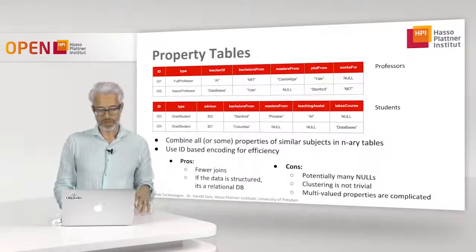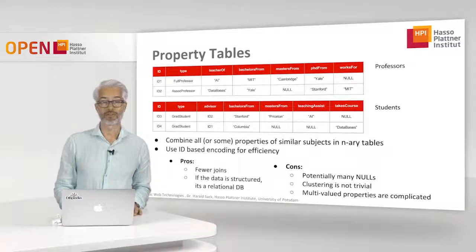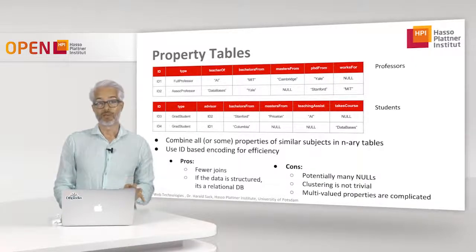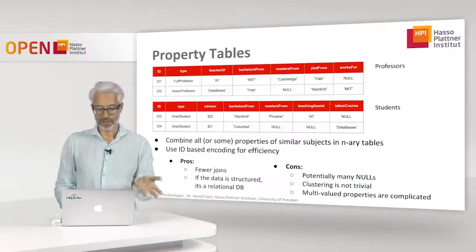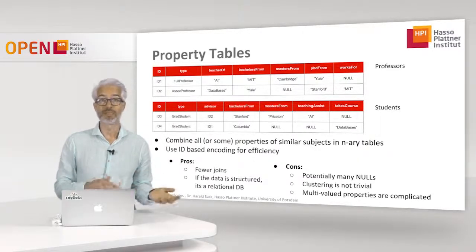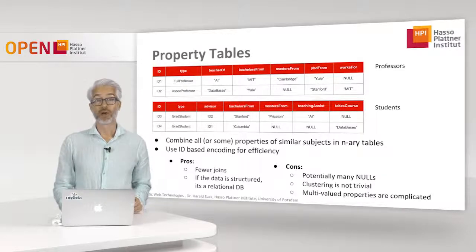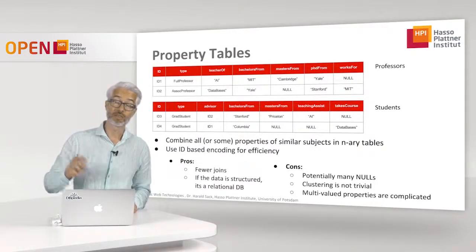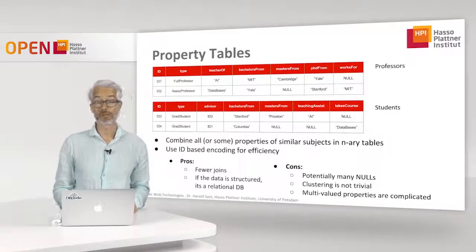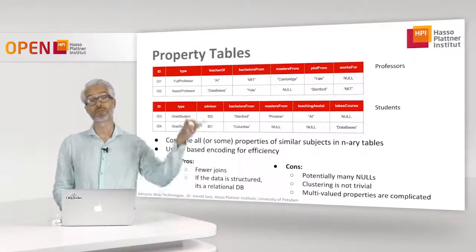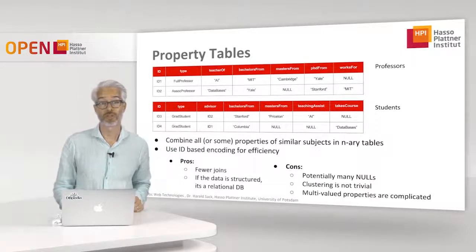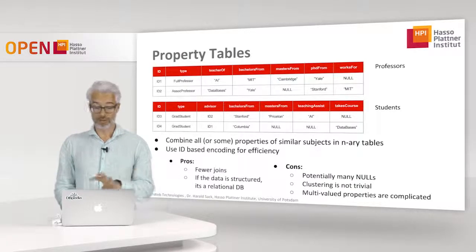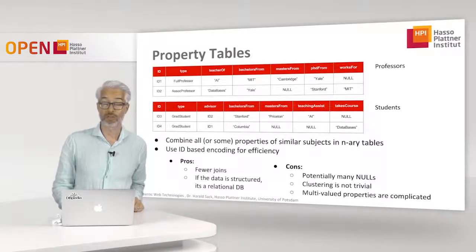And of course, you could then say who is the advisor of that student, what is the course he takes, and stuff like that. The problem here again is that you can of course combine it with these ID-based encodings for efficiency. Of course you will need many fewer joins here. You have two different tables, and for many self-joins you only look in one table if this addresses only triples which refer to the professor, and only if you refer to the students you have to carry out a join.